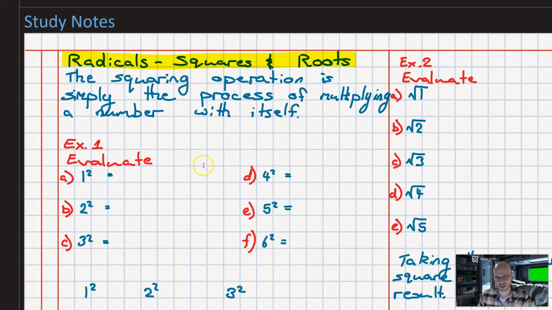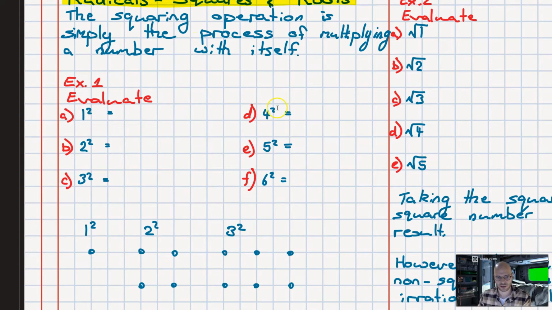And the answer we have for that is the squaring operation is simply the process of multiplying a number with itself. So if we apply this understanding, then we have 1 squared. We simply write that as 1 multiplied by 1. And 1 multiplied by 1 is simply 1. 2 squared, we go 2 multiplied by 2, and we get a resultant value of 4. 3 squared can be rewritten as 3 multiplied by 3, and the result of that is 9.